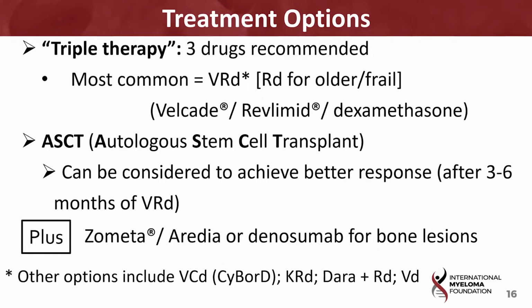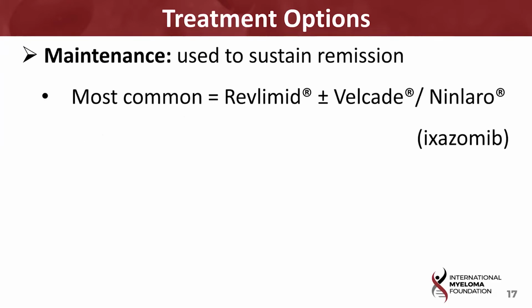And sometimes these days we will even do what's called a quadruplet, where we'll use 4 drugs, where you would take the Dara in addition to the VRD. So different variations. Maintenance, typically we recommend maintenance right now. So once you've gone through that first therapy and possibly the transplant, we would recommend staying on a maintenance for a year or 2 or 3, or sometimes for longer.